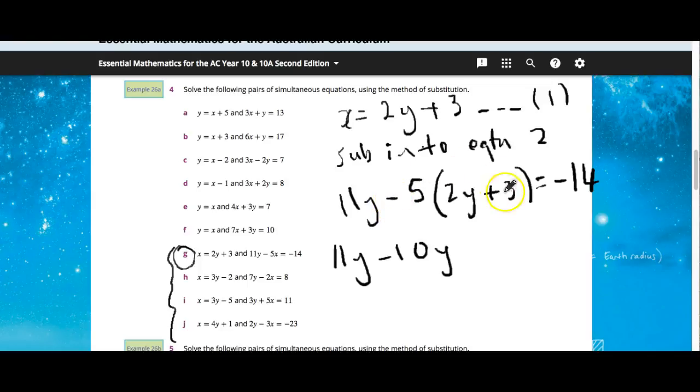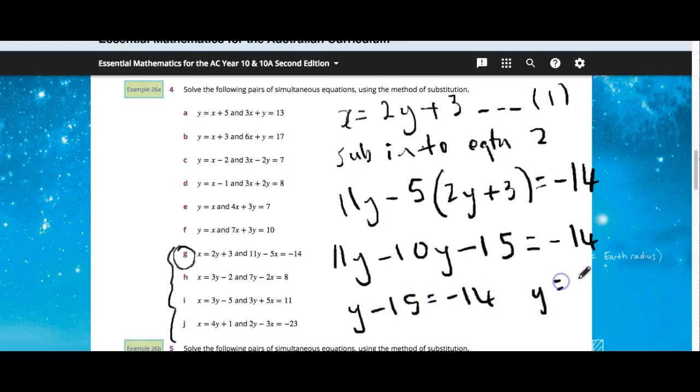Just be careful if that negative applies to the 3 as well. Because we're dealing with y, it works exactly the same way. So 11 minus 10 is 1y minus 15 equals negative 14. So y is equal to 1. And then we just substitute that back in. y equals 1. I'm running out of space, so I'm just going to do it up here. If I put 1 in there, 2 times 1 is 2, so that's 5.